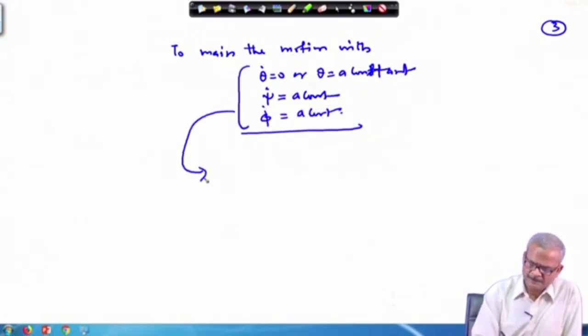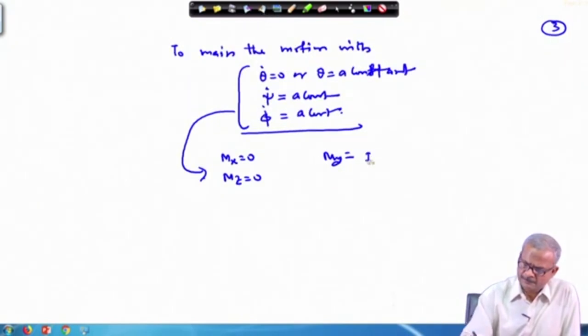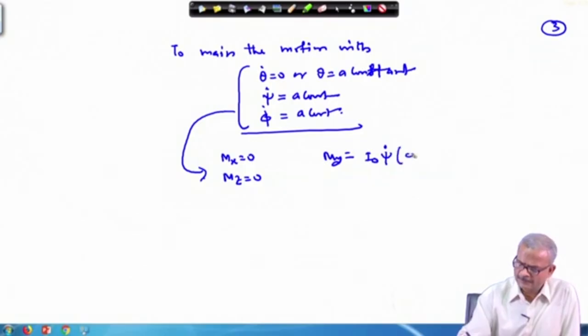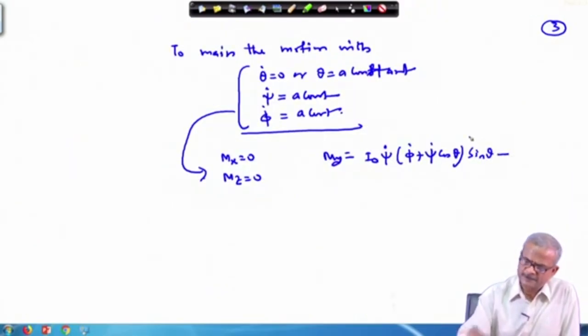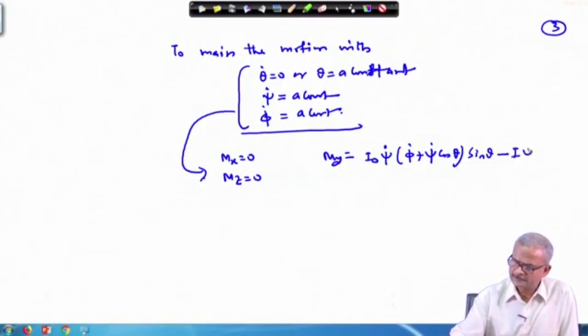So, under this assumption, what are we getting? M_x equal to 0, M_z equal to 0, and M_y is given by this expression written here. So, I_0 times psi dot omega_z, where omega_z is phi dot plus psi dot cos theta, multiplied by sin theta, minus I times psi dot square sin theta cos theta.